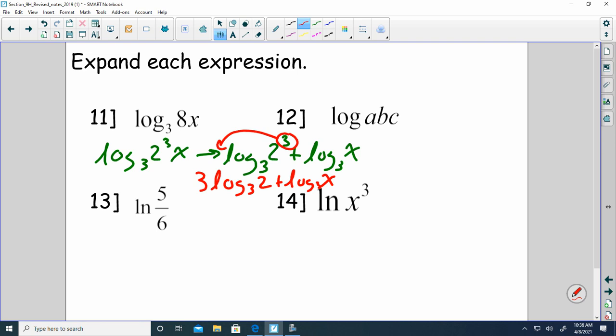But number 12 is a little simpler. These are all being multiplied together, agreed? So this is going to become log A plus log B plus log C. Everything's positive because I would have multiplied those all together to put it back together. Okay?